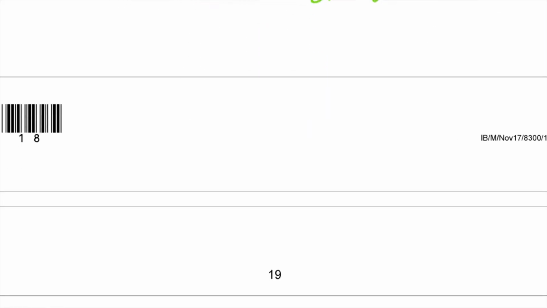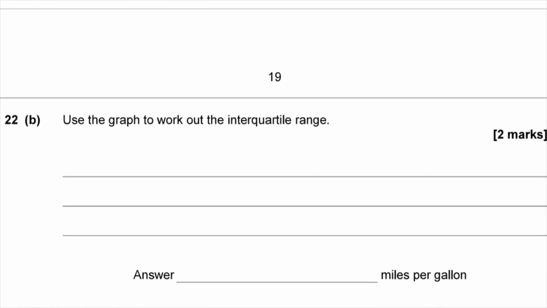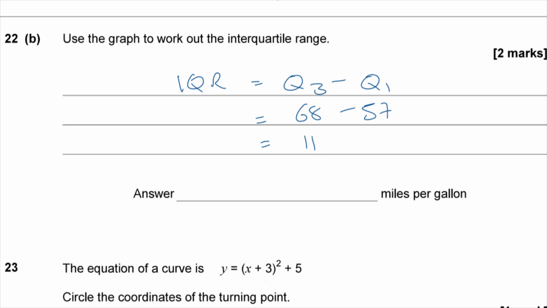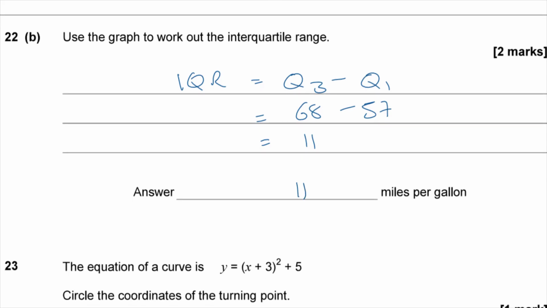So then my interquartile range is going to be Q3 subtract Q1, which was my 68, subtracting my, what was it, 57? 57. 68 subtract 57 is 11. So the interquartile range then is going to be 11 miles per gallon.